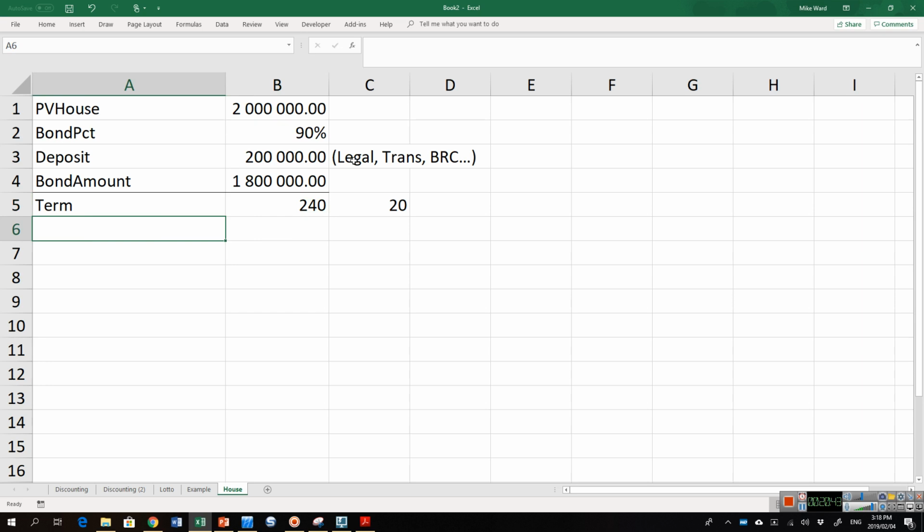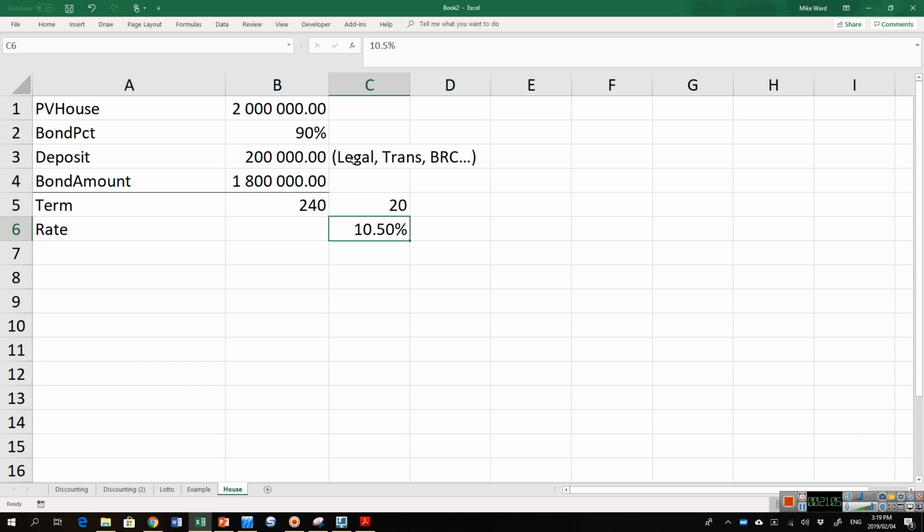The second thing we need to know is the rate. What interest rate is the bank going to charge us? And again, these rates are quoted in annual terms. Let's say you could get this for 10.5%, which is pretty much prime at the moment.